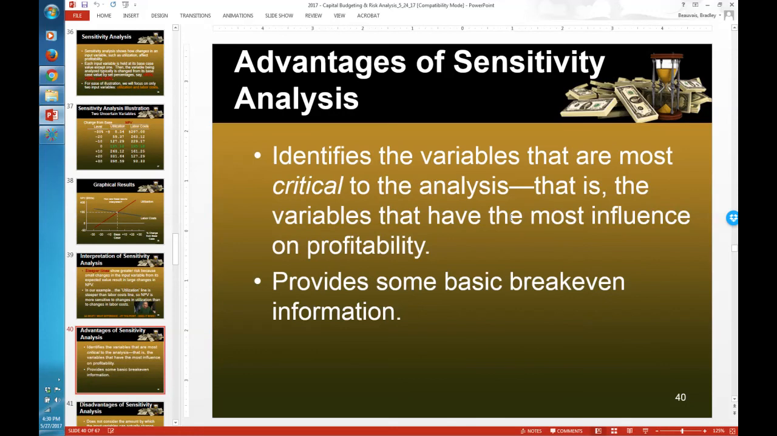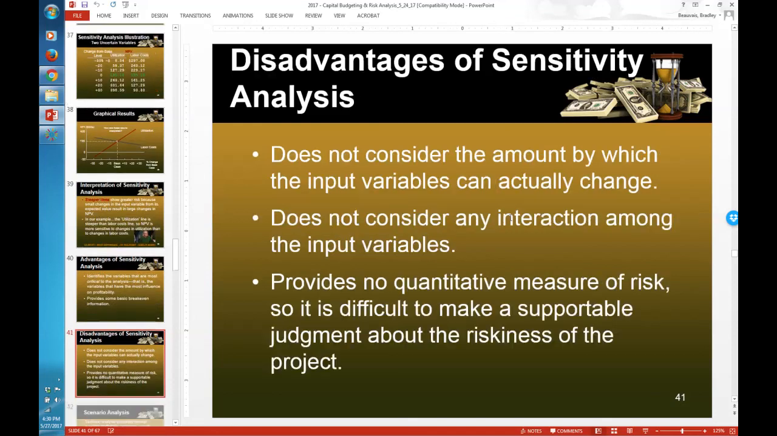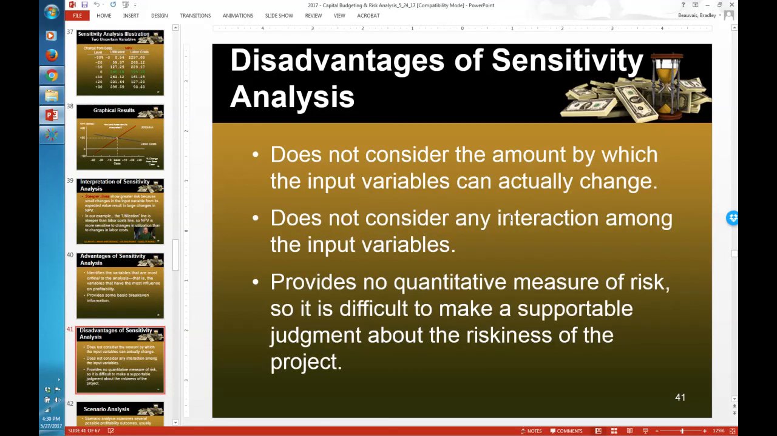So some advantages to this: obviously it's fairly simple to do. It does provide us some understanding of what's going to break even and how it's going to break even. Disadvantages, of course, are that we can only vary one individual variable at a time. It provides really no quantifiable measure of risk other than what we've been able to identify by virtue of a standalone or standard deviation sort of risk profile.